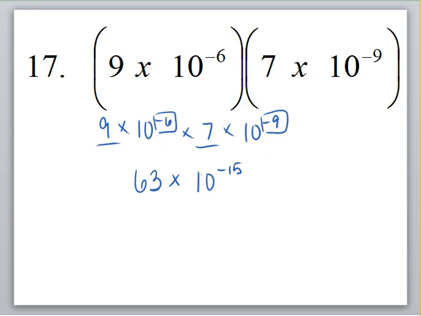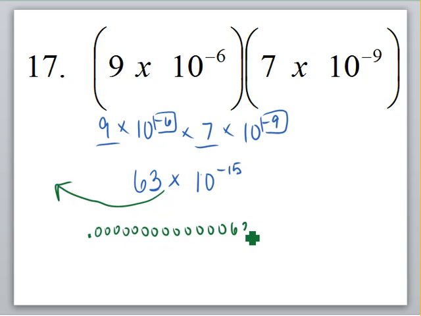I'm going to change this into standard form first, which means I'd move my decimal over 15 spots. So that would actually create 13 zeros. 1, 2, 3, 4, 5, 6, 7, 8, 9, 10, 11, 12, 13 zeros. So this 63 times 10 to the negative 15 is this really, really small number.